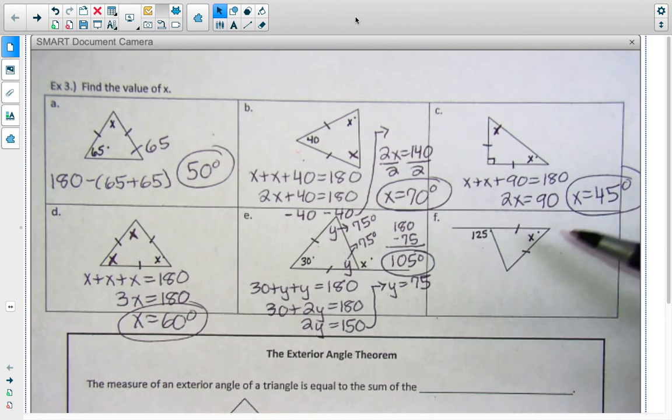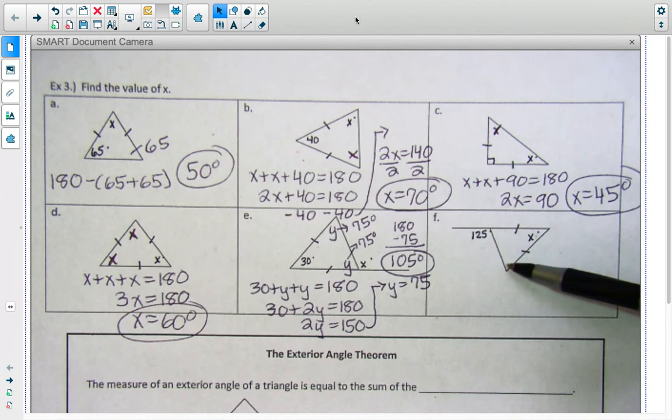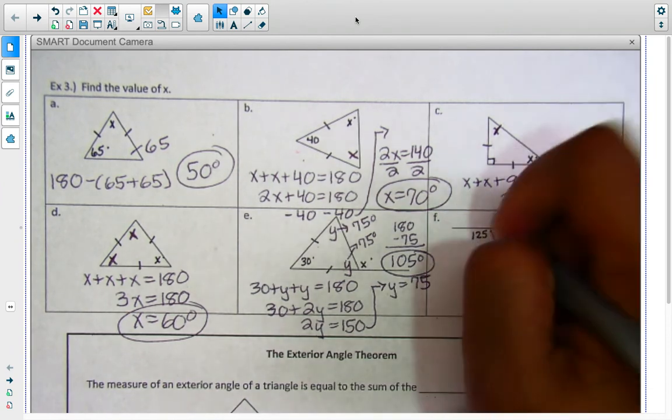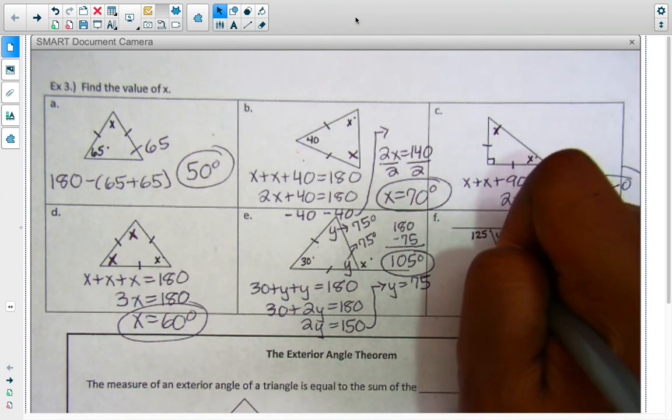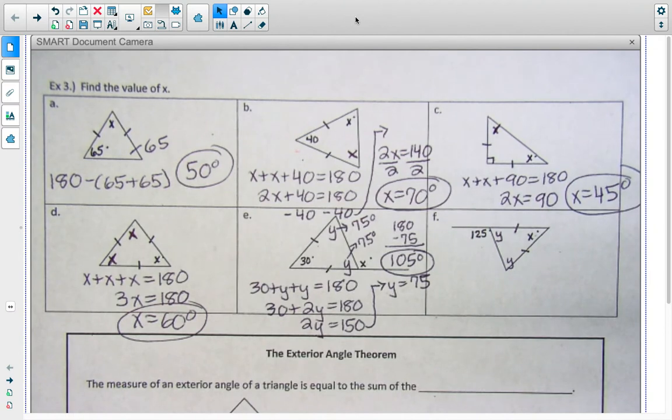And last but not least, F. Very similar. I know that this one is x. I got my two tick marks here. So this is an isosceles triangle. And I need to find my angle measures here. So let's introduce a new variable since I don't know what this is. But I know that they're both y.